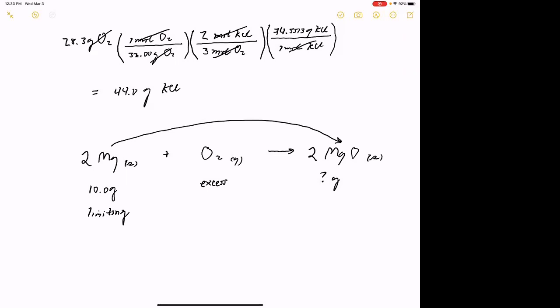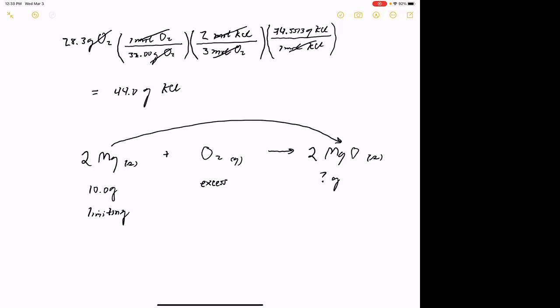But what would happen if I actually ran this in a closed container and I introduced some amount of O2 into that container, okay? Now at this point, depending on how much of the O2 I put in, it may not be the excess reactant anymore. Maybe I'll run out of it first, right? And if I run out of the oxygen first, then that quantity is going to dictate how much MgO I can make, and I would have some Mg left over, okay?